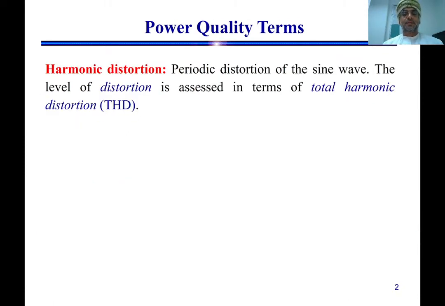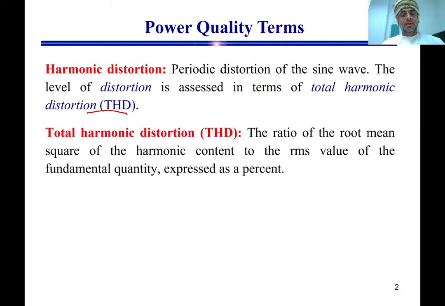Harmonic distortion is a periodic distortion of the sine wave. The level of distortion is assessed in terms of total harmonic distortion, as we have discussed in the previous part, part 1 of this chapter. Total harmonic distortion, as we said, is the ratio of the root mean square of the harmonic content to the root mean square value of the fundamental component, expressed as a percent.